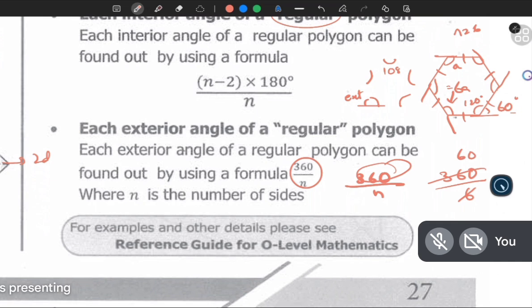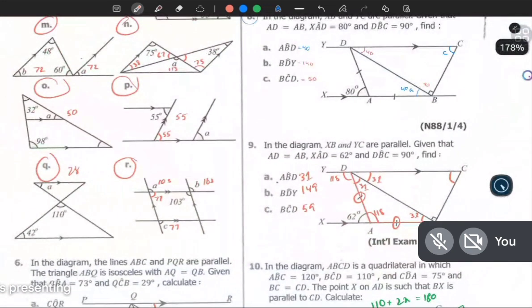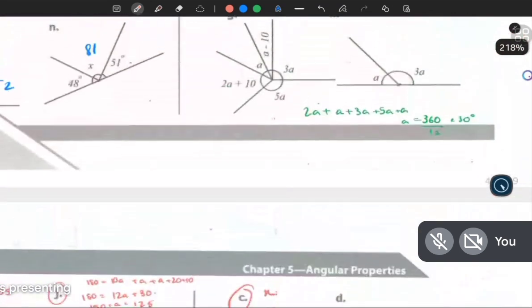So this is what we've done as a theory basis. Now moving on to questions. Okay, moving on to this.